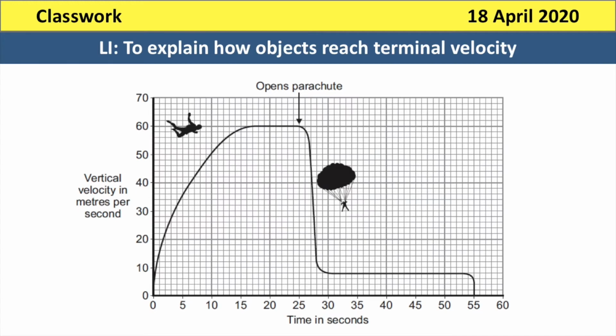It is a curved line as the velocity increases, because the size of the drag force acting on him is increasing, and so his acceleration reduces. Once the parachute opens, the terminal velocity shoots down essentially to a much slower speed, and then he falls again at a constant speed.